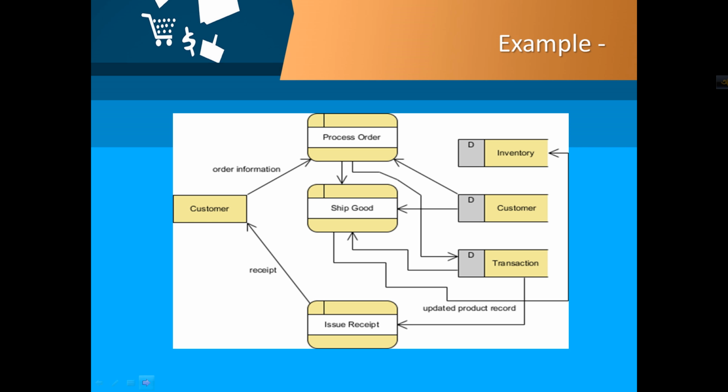Let's talk about an example. Here the customer is our entity, he is our user, and ship goods, process order, and issue receipt are my processes. First, the customer provides input about order information. Here he is providing some data to the process. DFD is showing where the data is going from here to there, but not in the case of a flowchart. Flowchart will not show the transferring or the traveling of data.